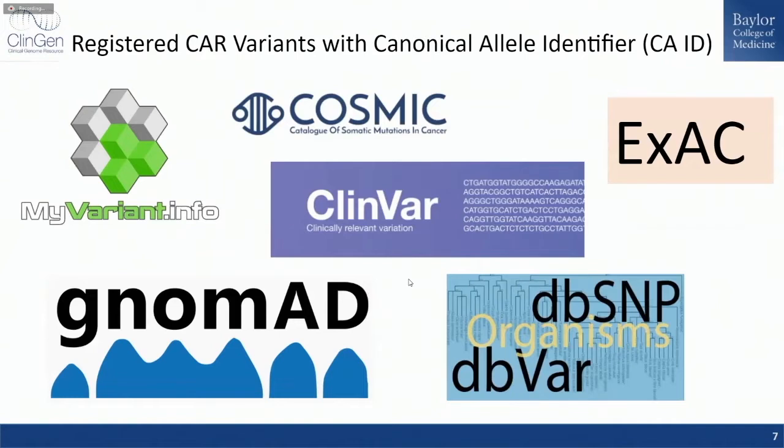So here are some of the entities that we bring in to initially seed the Allele Registry: myVariant.info, COSMIC, ClinVar, ExAC, gnomAD, dbSNP, and there are others as well.